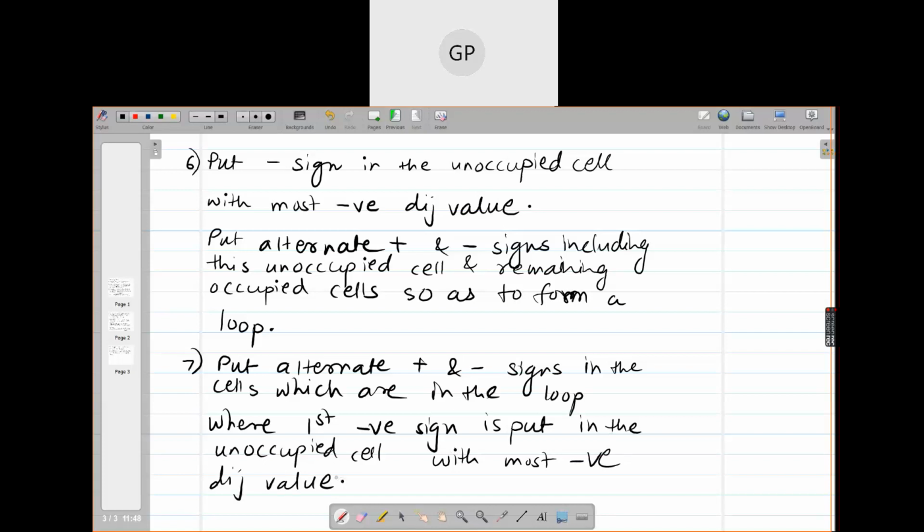So here you have to put minus sign, where the first positive sign, I'm so sorry girls, first positive sign, here also in step number 6, put positive sign in the unoccupied cell with most negative Dij value. Where the most negative Dij value comes, you have to substitute a plus sign there. That means you want to put units there. You want to make it occupied. Have you understood it, girls?